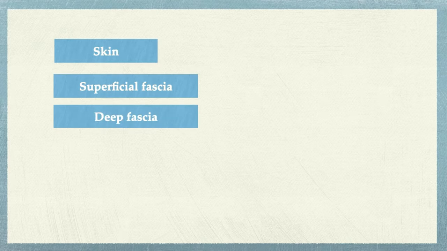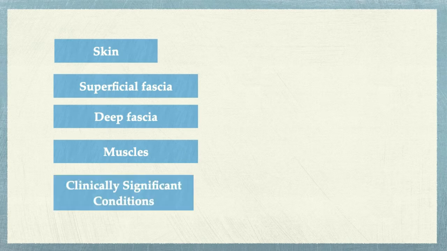In this lecture, we will learn about the anatomical structures by proceeding from superficial to deep. We know that in the body, the most superficial structure is the skin, deeper to which we have got superficial fascia. Further deep, we have got deep fascia. Deep fascia encloses the muscles present deep to it. And in the last, we will see the clinically significant conditions related to the anatomical structures present in the pectoral region.